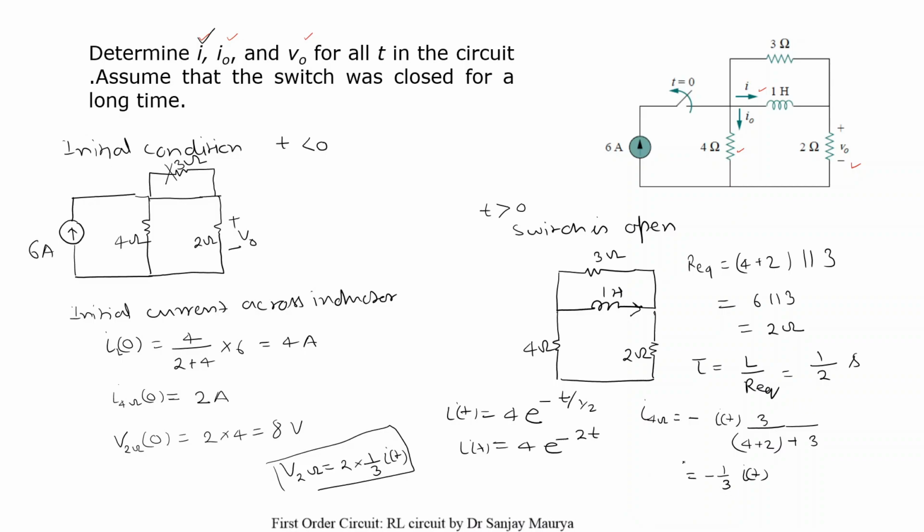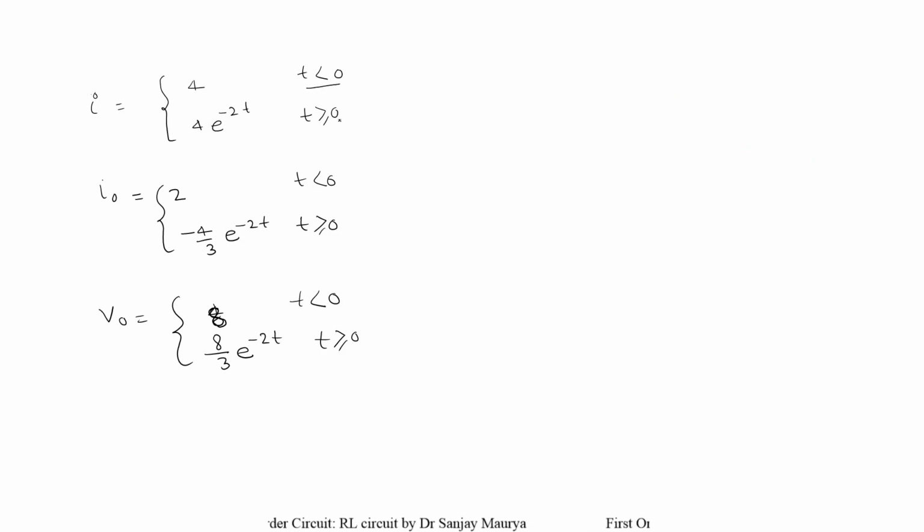So in the complete summary we can write down the current across the inductor and current in 4 ohm, as well as voltage across the 2 ohm, by the initial current when t is less than 0, that is, the switch is closed. Now after this opening I can write down the quantity for I naught and V naught.